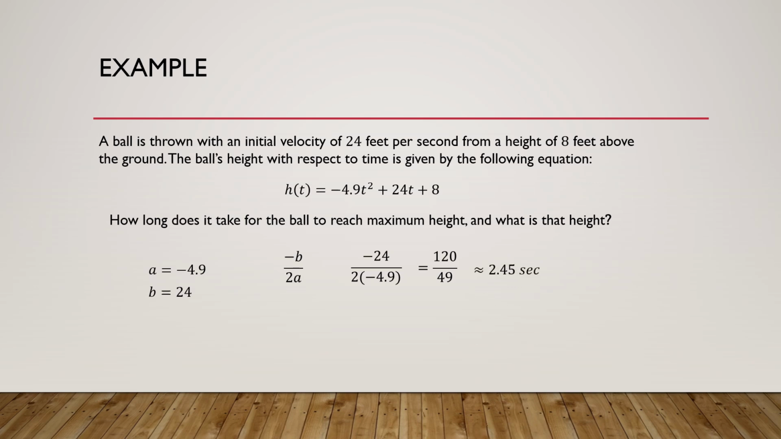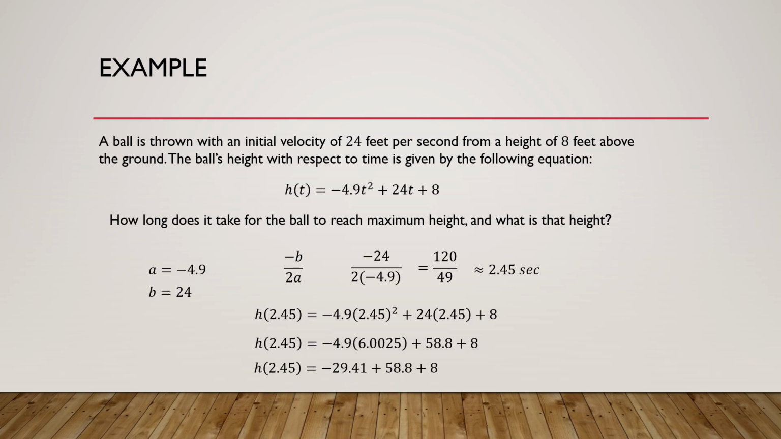To find that height, we take h of 2.45, which equals negative 4.9 times 2.45 squared, plus 24 times 2.45 plus 8. Take the square to get 6.0025, and 24 times 2.45 equals 58.8. Multiply to get negative 29.41 plus 58.8 plus 8, or 37.39 feet.